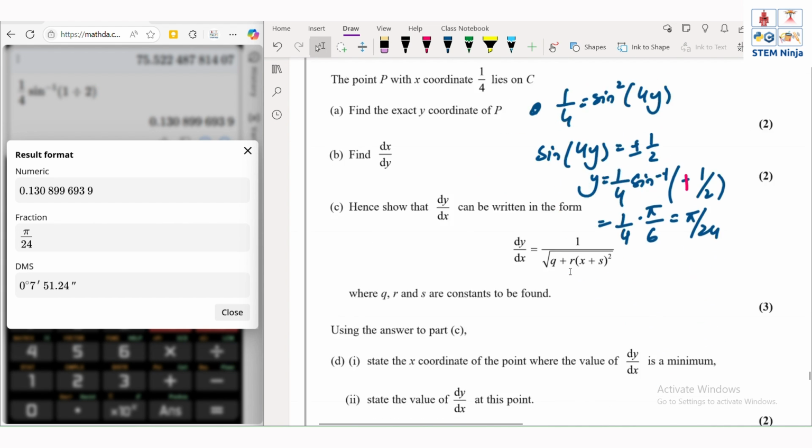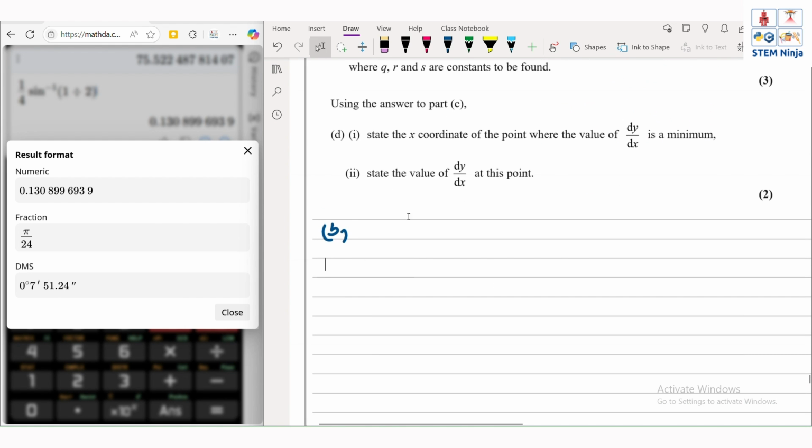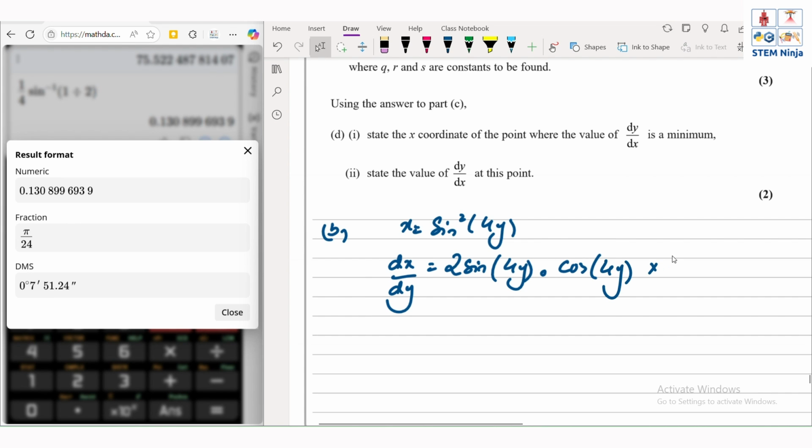So find dx over dy. Okay. So for part b, x is equal to sin² 4y. So dx over dy: first we take down the power, so this becomes 2 sin 4y. Then we differentiate sine; the derivative of sine is cos 4y. And then we multiply by 4. So this is basic chain rule. So 8 sin 4y cos 4y.